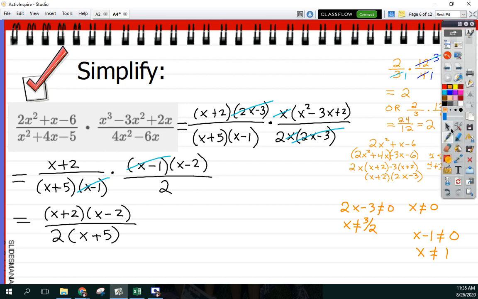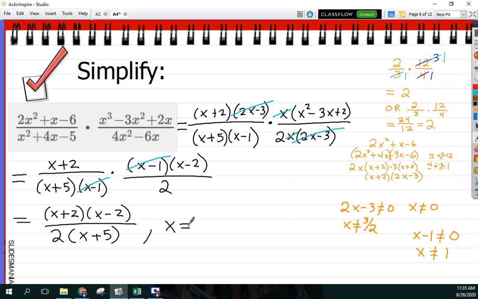So all of those are going to be restrictions, and I need to put them on at the end. And we can just write them as a list. So we're going to put x cannot equal 0, 1, or 3/2. Now, you might say, well, x can't equal -5 either. And that's true. But the reason we want to list out these is because we've reduced those and we can no longer see those in our final answer.